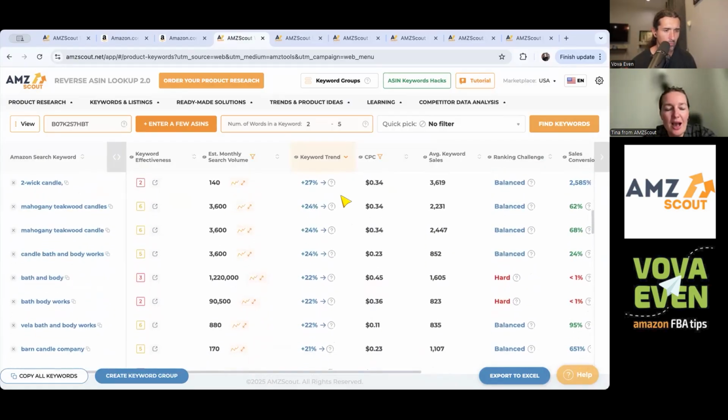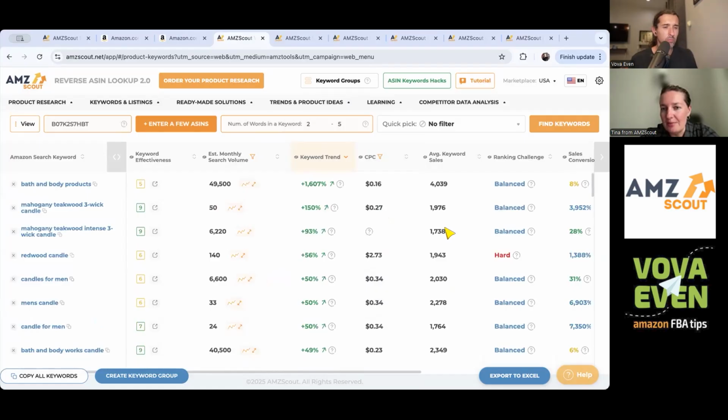What we also have here is the column with the CPC bid. Well, the cost of one click when someone clicks on your ad or when your product is advertised for this, for example, keyword, when it's not in the organic results. You can see the average keyword sales for every keyword. It means that, well, the higher the better.